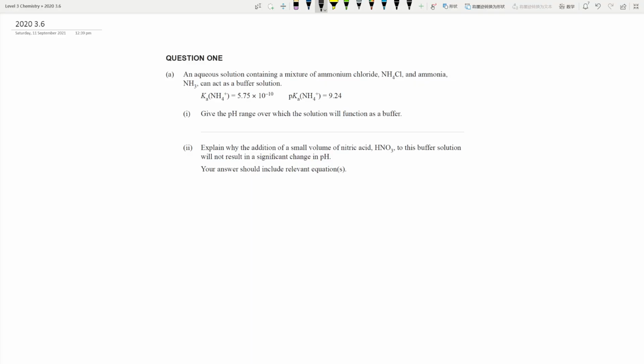Let's get into it. The first question: an aqueous system contains a mixture of ammonium chloride and ammonia. Straight away you see NH4. Essentially what you have here is NH4+ and NH3. You have the conjugate acid and the conjugate base, which means you have a buffer. So it even tells you that you have a buffer.